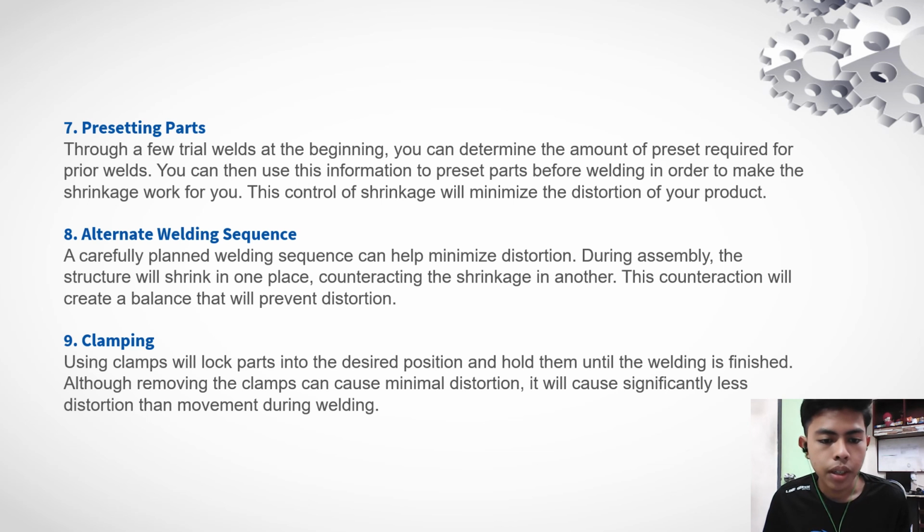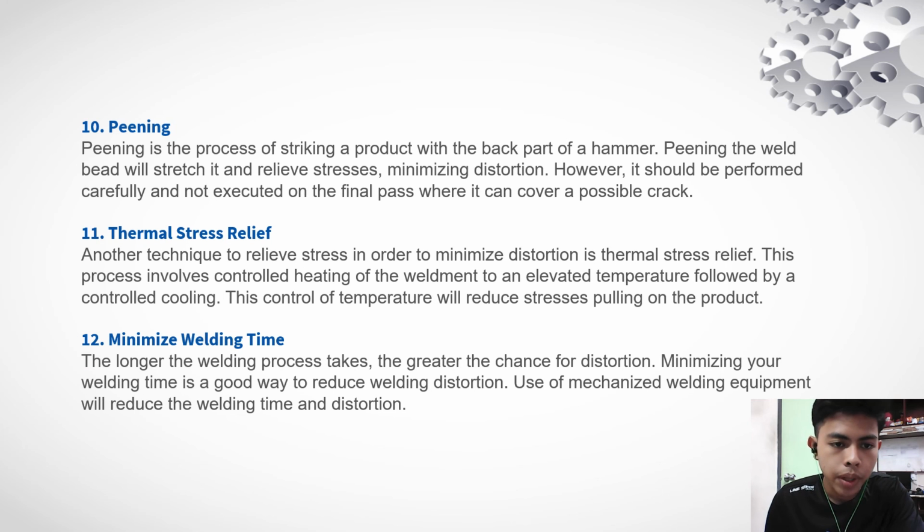And clamping. Using clamps will lock parts into the desired position and hold them until the welding is finished. Peening. Peening is the process of striking a product with the back part of a hammer. And seterusnya, thermal stress relief. Another technique to relieve stress in order to minimize distortion is thermal stress relief. And seterusnya, minimize welding time. The longer the welding process takes, the greater the chance for distortion.